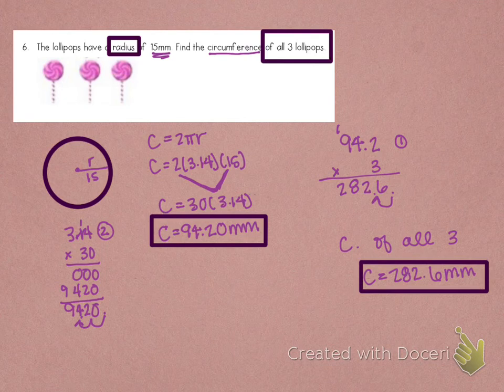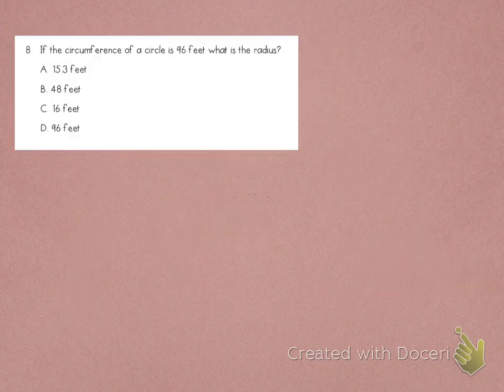So make sure if you don't understand this, you rewatch it, cover up your work, and redo it tonight. All the things to study for math test. Okay, so now we're going to jump to number 8. Number 8 says, if the circumference of a circle is 96 feet, what is the radius? So this again is asking for radius when dealing with circumference.